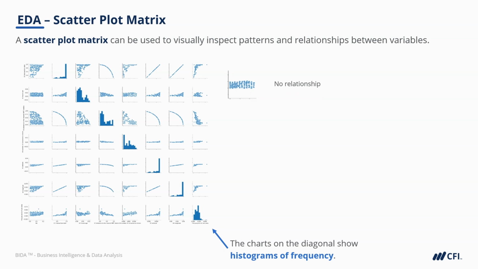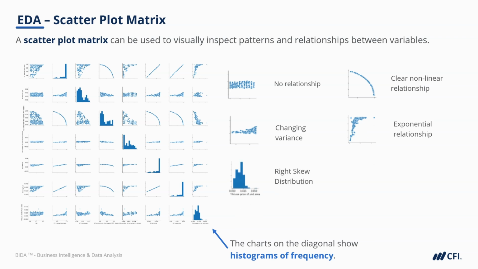Here we see that as the x variable changes, there isn't really a change in y, so there's no relationship. The second example has a clear nonlinear relationship. In the third, as x increases, the variance of y seems to change, so that's interesting. We have an exponential relationship. We have a right-skewed distribution of one variable. And we have a clear example of imbalanced categories. So we're already starting to learn more about each of the variables in our dataset, how they are related to each other, and which ones might be helpful in predicting our target variable.